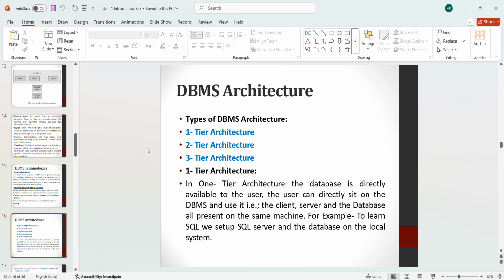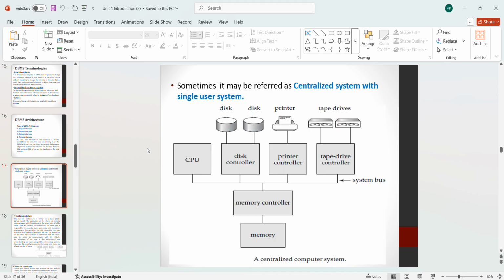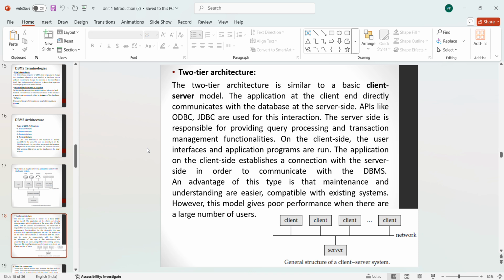DBMS architecture. There are three types of DBMS architecture: 1-tier architecture, 2-tier architecture, and 3-tier architecture. In 1-tier architecture, the database is directly available to the user, who can directly sit on the database and use it. For example, the client, the server, and the database are all present on the same machine. Next is the two-tier architecture. The two-tier architecture is similar to a basic client-server model. The application at the client end directly communicates with the database at the server side. APIs like ODBC and JDBC are used for the interaction.